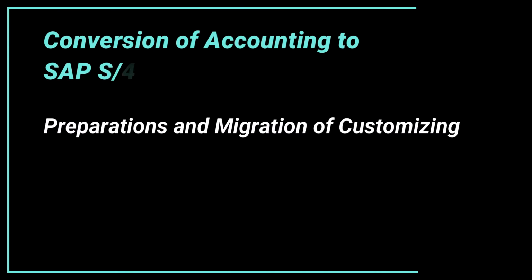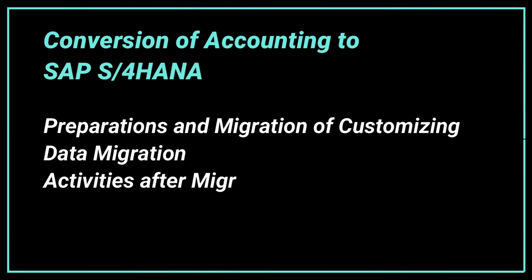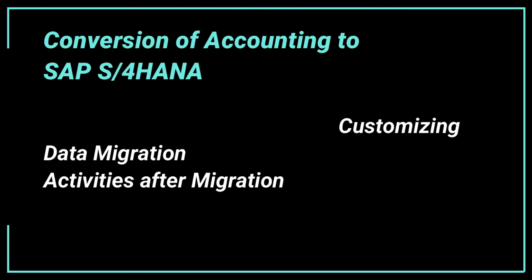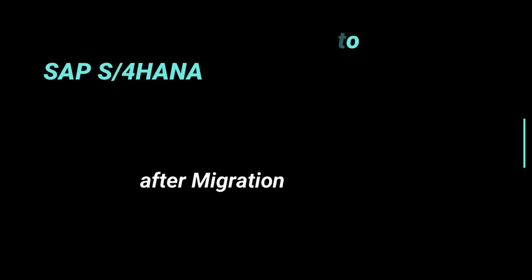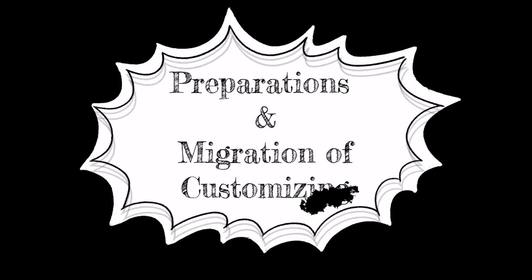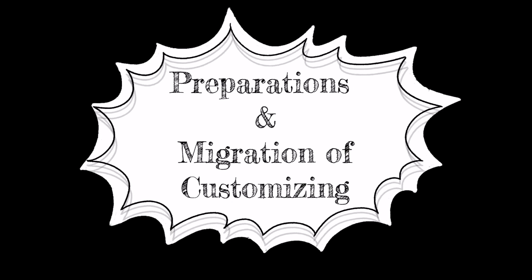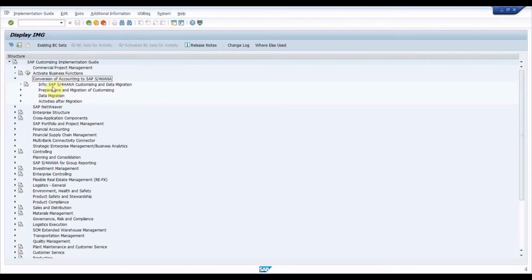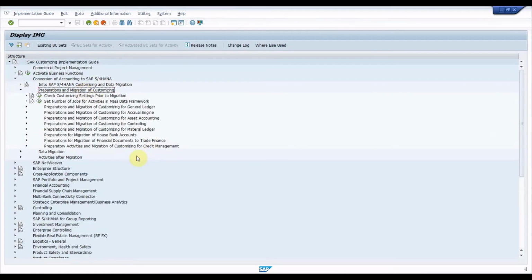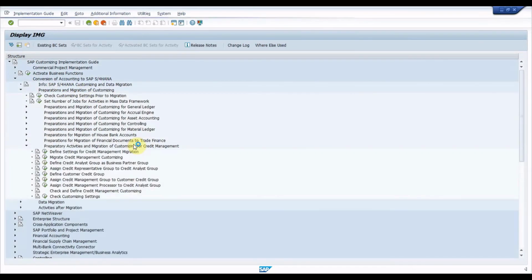There are three different activities as part of the conversion of accounting to SAP S4 HANA. They are preparations and migration of customizing, data migration and activities after migration. Preparation and migration of customizing: under this, FI consultant need to set up the required customization. For example, working on preparatory activities for credit management.